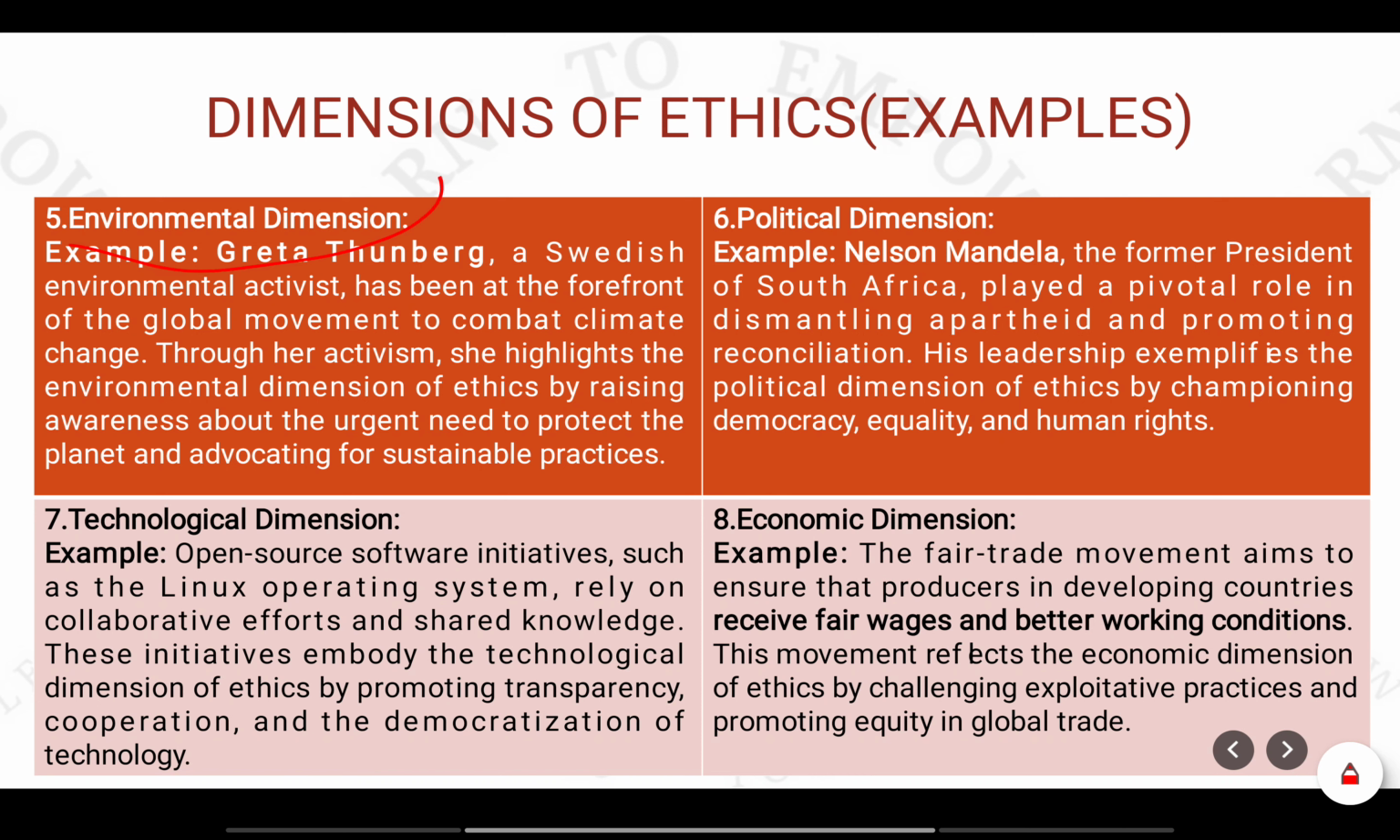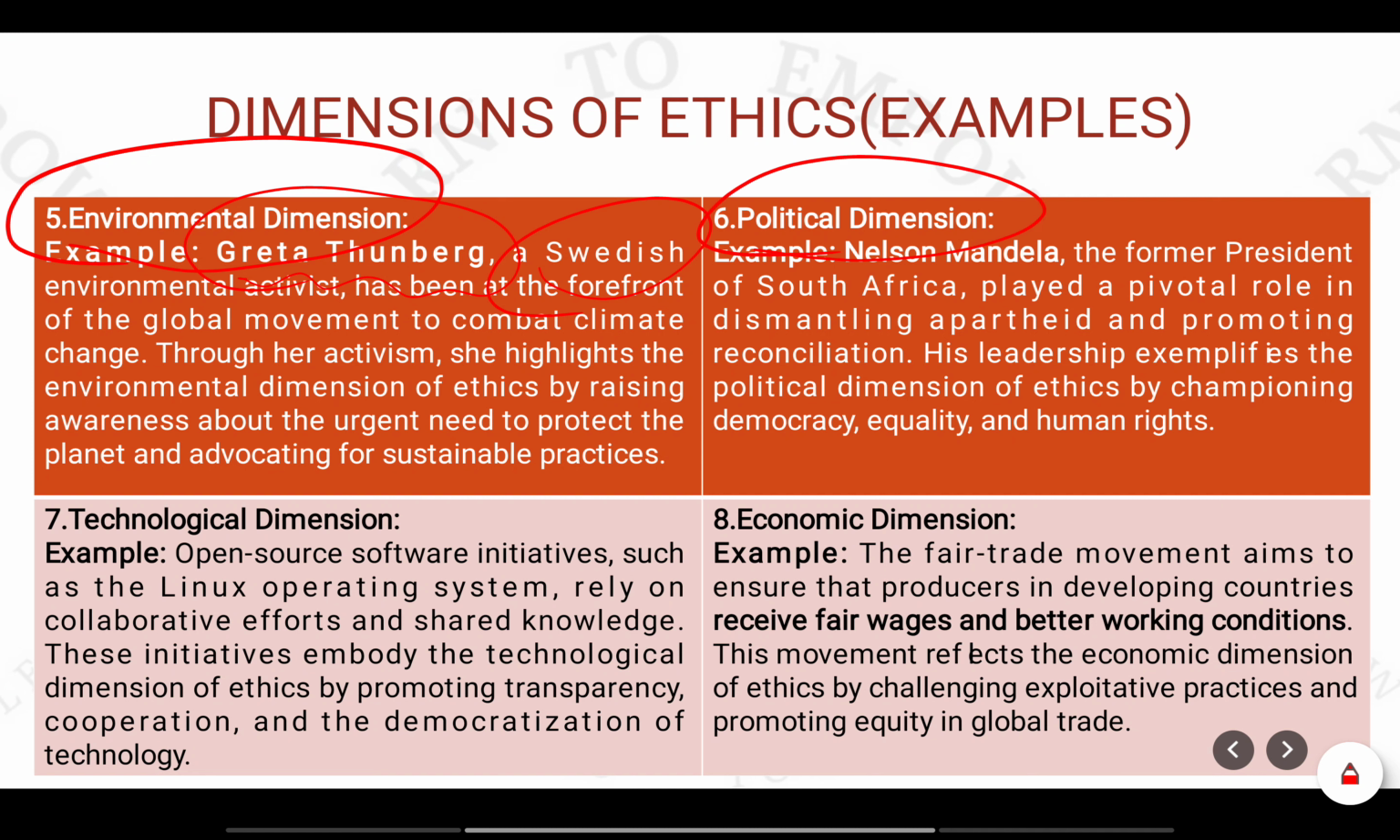Now, in case of the environmental dimension, the teenage activist, right, Greta Thunberg, she is from Sweden. You might have seen she asked the question, how dare you, in the United Nations, right or not? Which means her way of approaching the ethics of the environmental dimension shows how strongly she believed in core values, right?